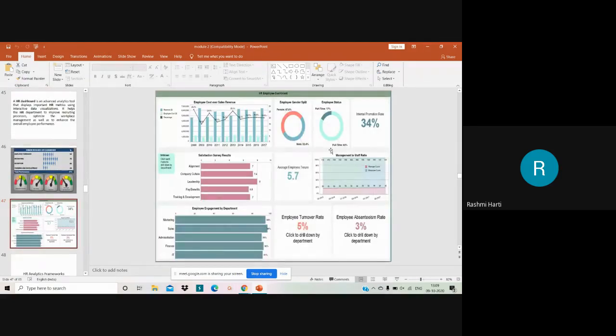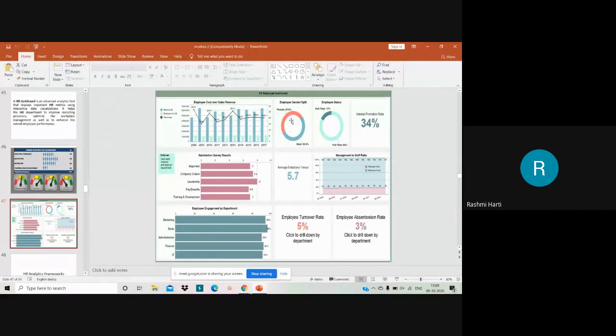One more HR dashboard I would like to show you all here. If you could see here, employee cost over sales revenue. That means the cost of employees, the salary paid to the employees and benefits given to the employees, over the revenue generated from the sales. The dark blue is revenue and the light blue is the employee cost. So cost is very low when we compare it to the sales revenue.